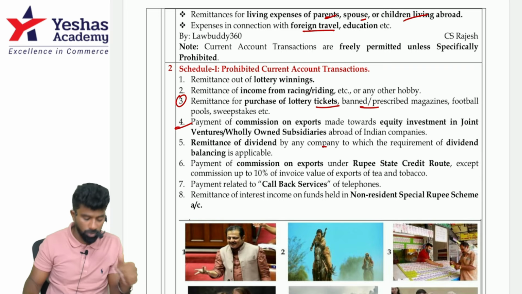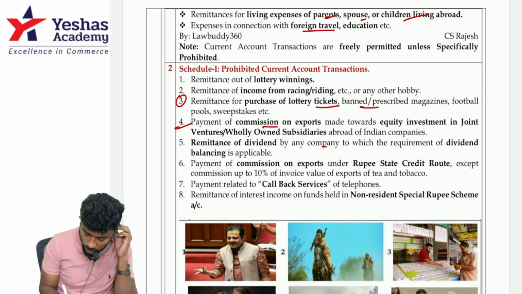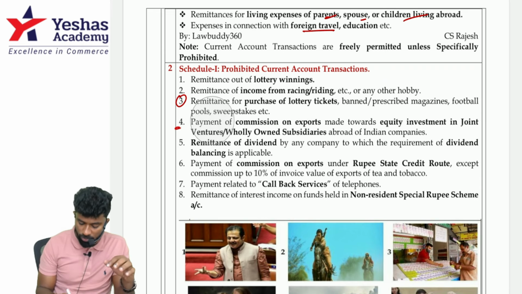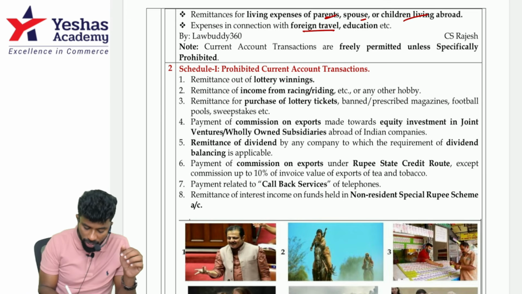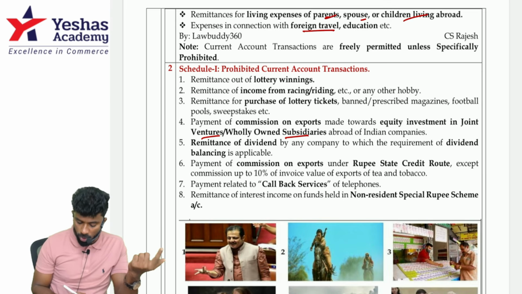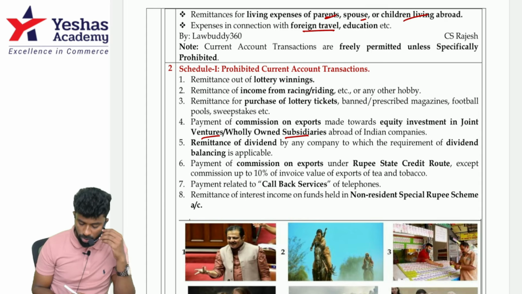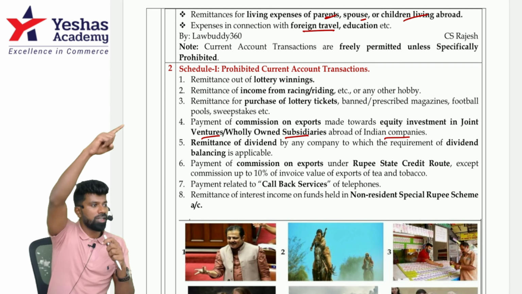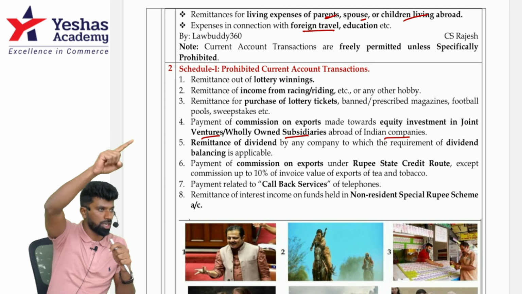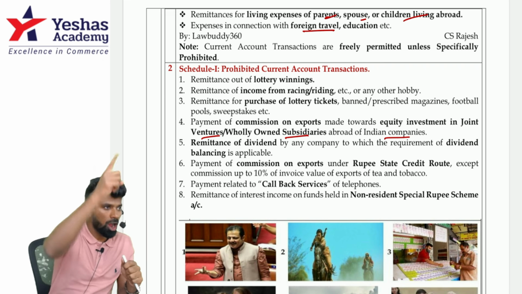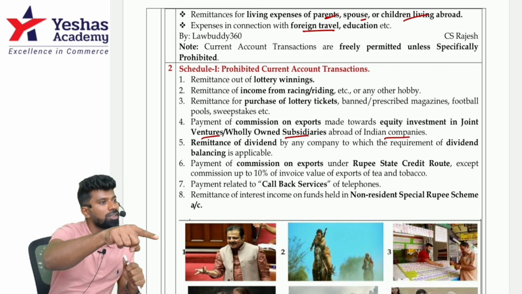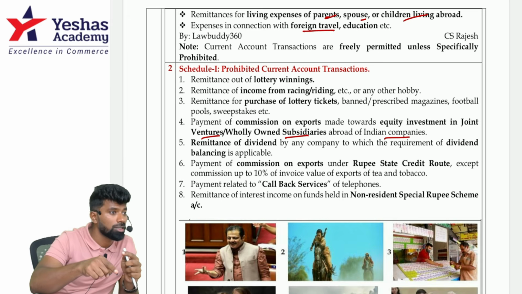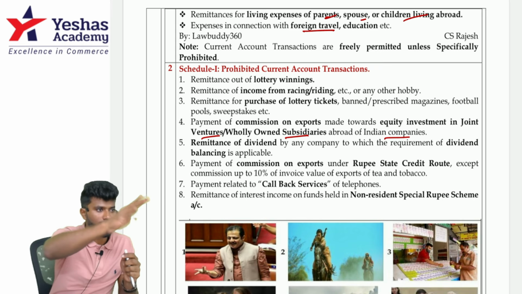No, it is prohibited. What is the fourth transaction? Payment of commission on the exports made towards equity investment in joint ventures or wholly owned subsidiaries abroad of which companies? Indian companies. Allowed or not allowed? I am making an investment in a joint venture or a fully owned subsidiary, and for that investment, I'm exporting the goods. On that export, can I pay commission? Can I pay or not? Not allowed. As per which schedule, under what transactions? Fourth one. Clear?